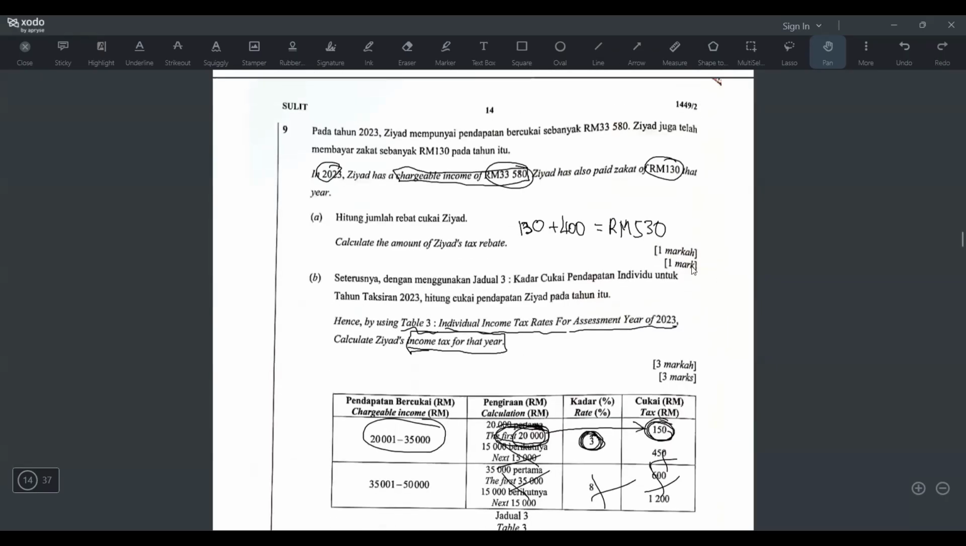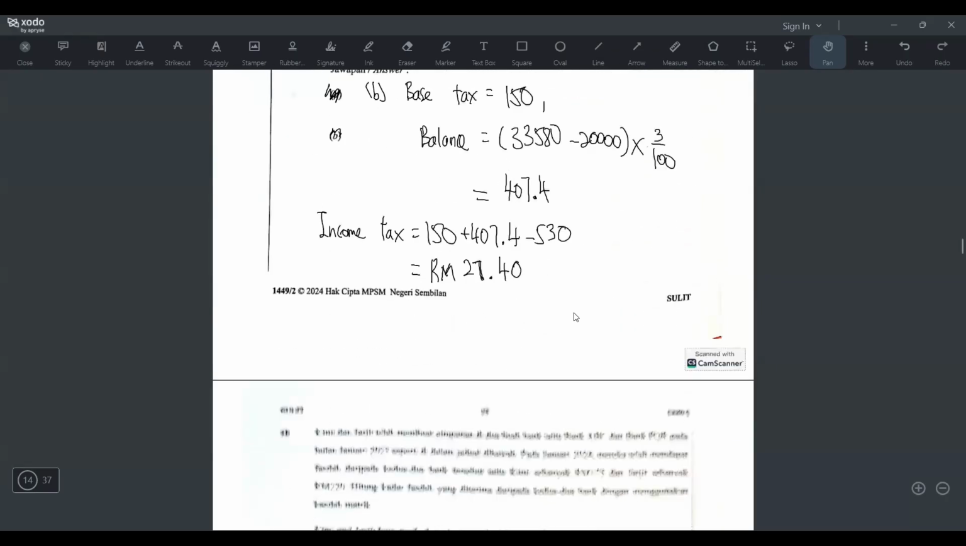So how many marks? 1 mark, 3 marks, 4 marks. Okay, that's all.